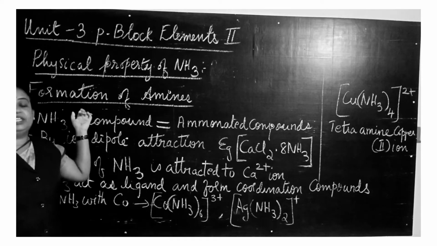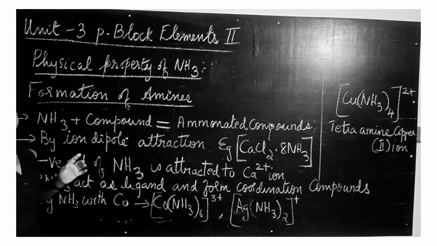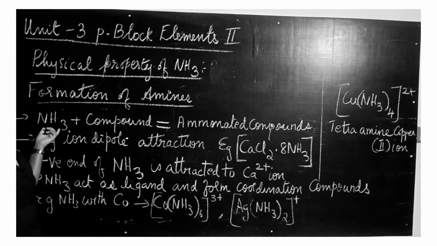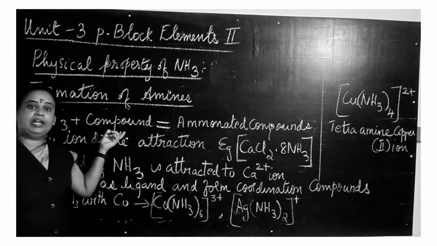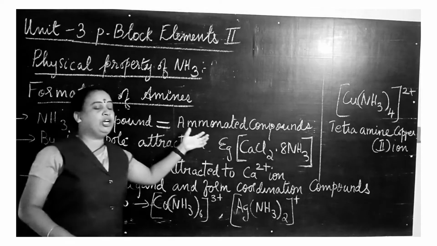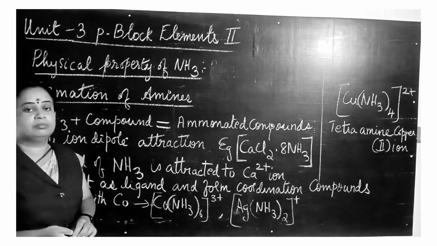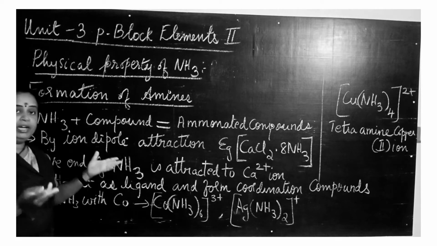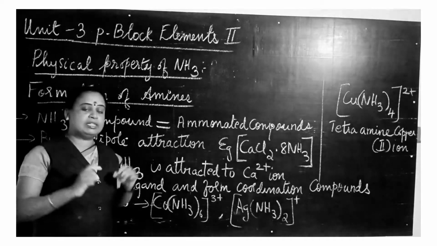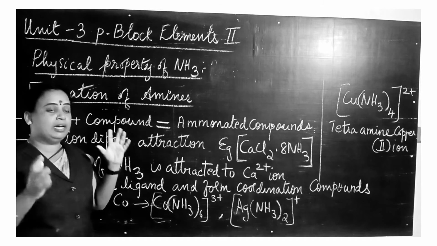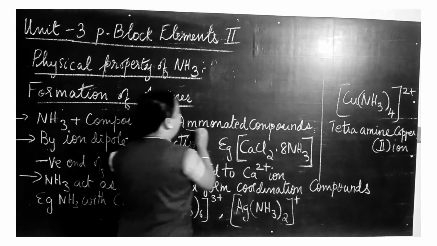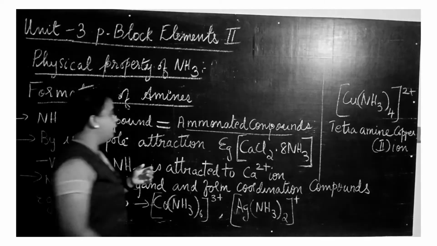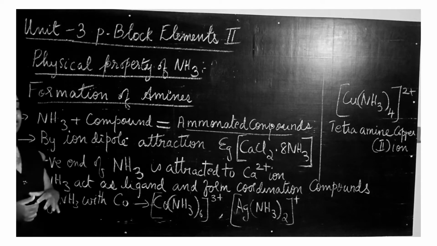Fine. Now let us see the formation of amines. Ammonia can combine with any compound and they form an ammoniated compound. So once ammonia is combined with a particular compound, that compound is called an ammoniated compound. So how is this ammoniated compound formed?